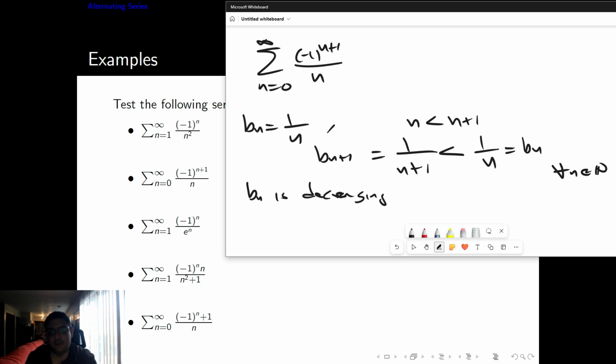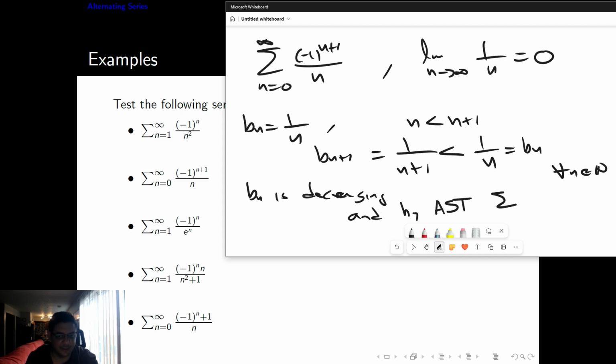So what method to use, it doesn't matter, it's up to you. The one that you feel more comfortable using is the one that you should use. Also, we clearly have here that the limit as n goes to infinity of 1 over n is 0, so this implies by the alternating series test that this converges.